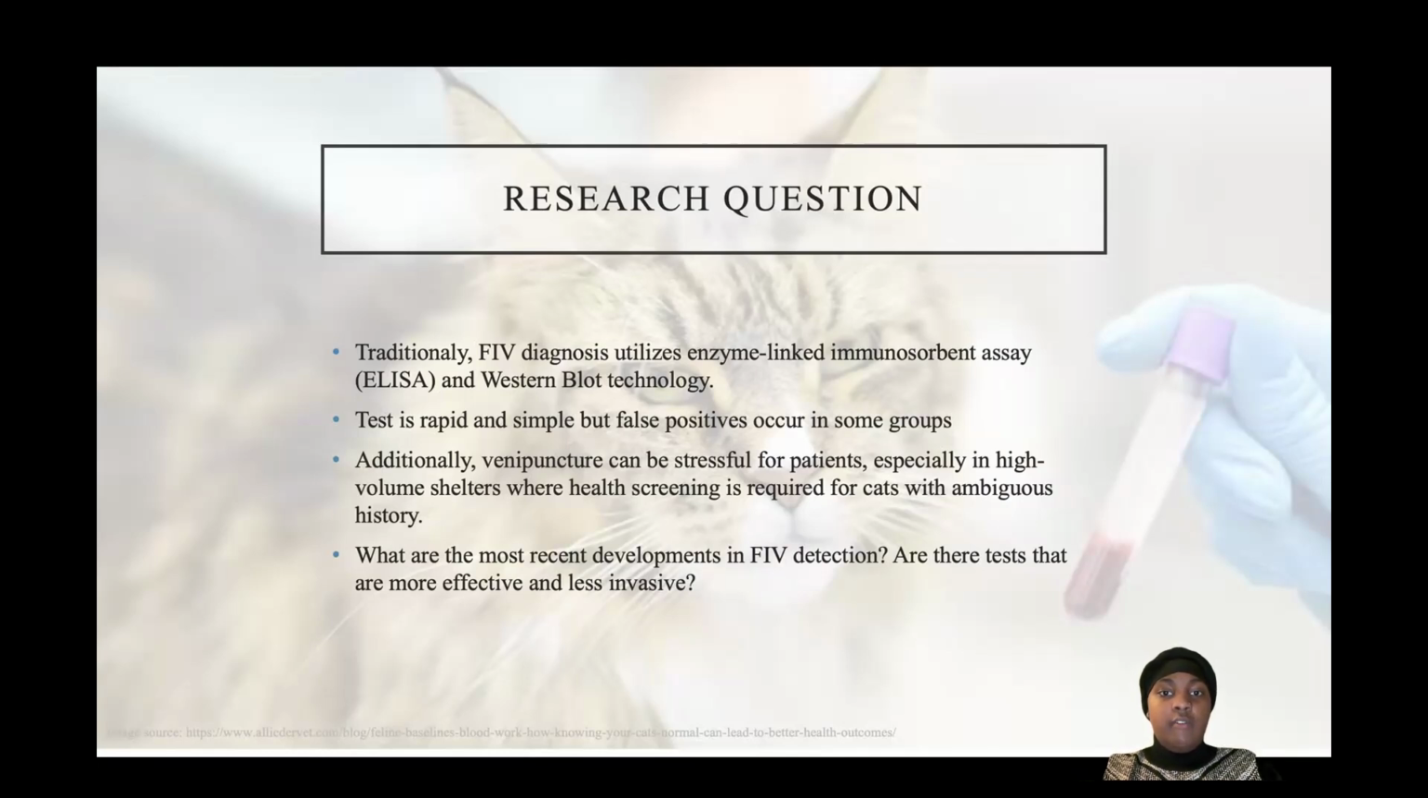Additionally, blood collection can be very stressful for patients, especially in high-volume shelters where screening is required for cats with ambiguous history. Venipuncture is painful and can lead to fearful behaviors during future vet visits, which isn't pleasant for the cat or veterinary staff. Therefore, my research question asks, what are the current advancements in FIV detection, and are there more effective and less invasive methods for detecting FIV in our feline patients?